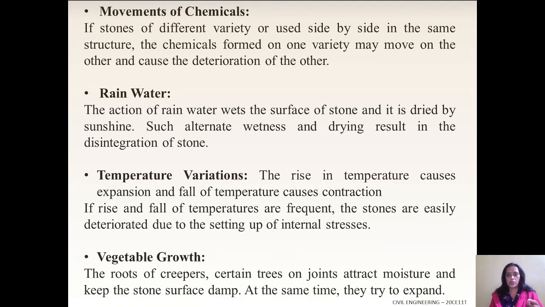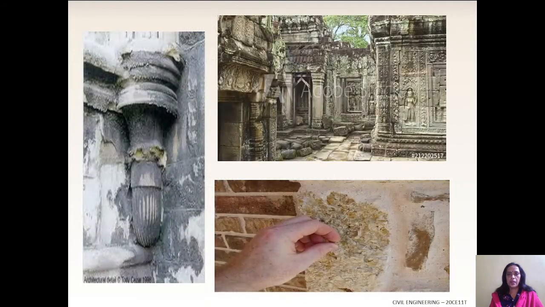You can see the roots of trees, plants, and creepers, for example, in the joints, which attract moisture and keep the stone surface damp. At the same time, they also expand. So these are some of the pictures, which are self-explanatory for the deterioration due to the various weathering agents.